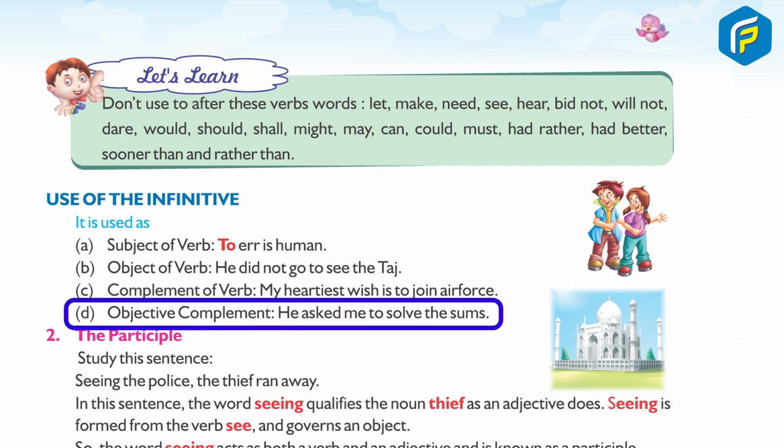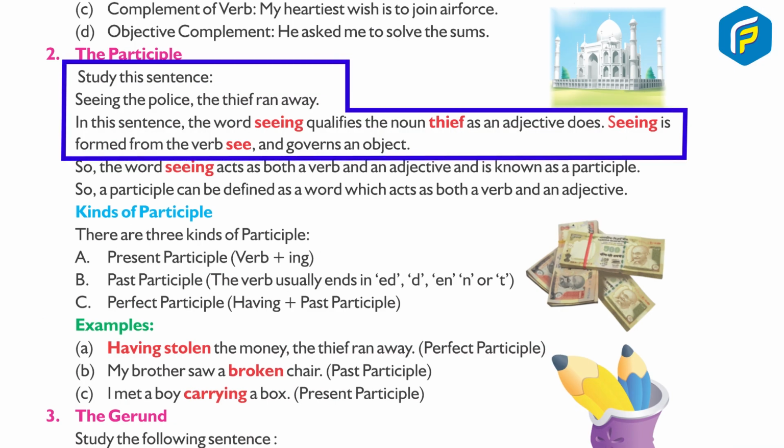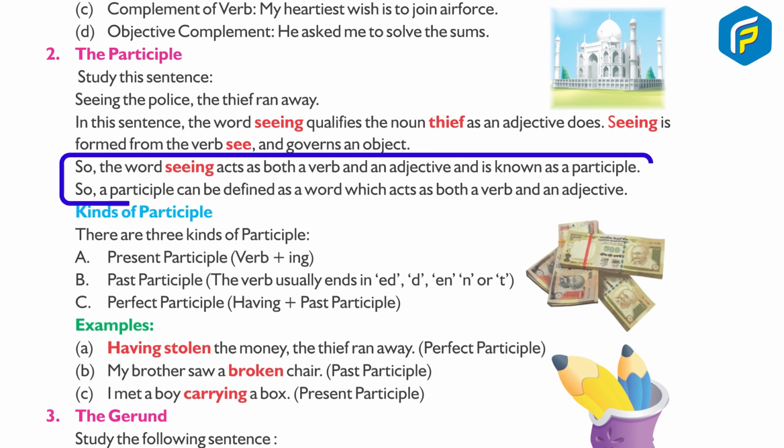Objective complement: he asked me to solve the sum. 2. The participle: study this sentence. Seeing the police, the thief ran away. In this sentence, the word seeing qualifies the noun thief as an adjective does. Seeing is from the verb see. The verb governs an object, so seeing acts as both a verb and an adjective and is known as a participle. So a participle can be defined as a word which acts as both a verb and an adjective.